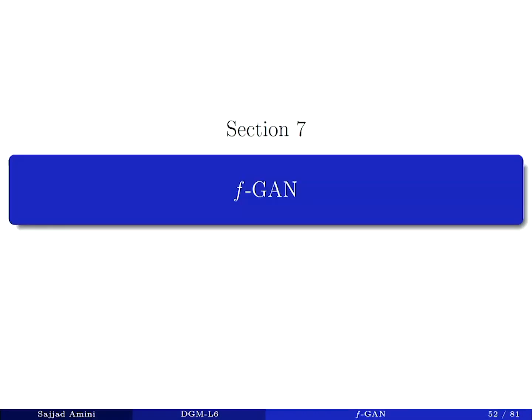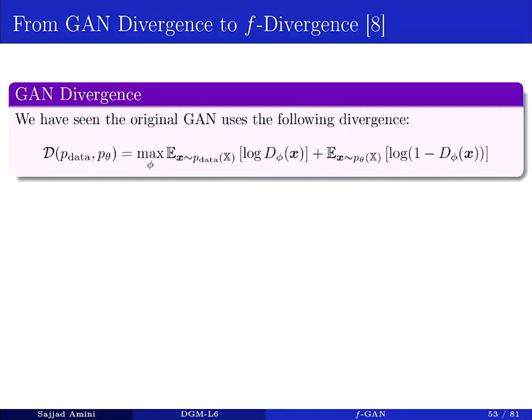Okay. Now we want to talk about a larger family of GANs, which is f-GAN, and you will see how the family is extended via f-divergences. We have seen the original GAN uses the following divergence. The divergence in f-GAN is this divergence, and we want to minimize this divergence, so the optimization is the minimization of this with respect to the model parameters.